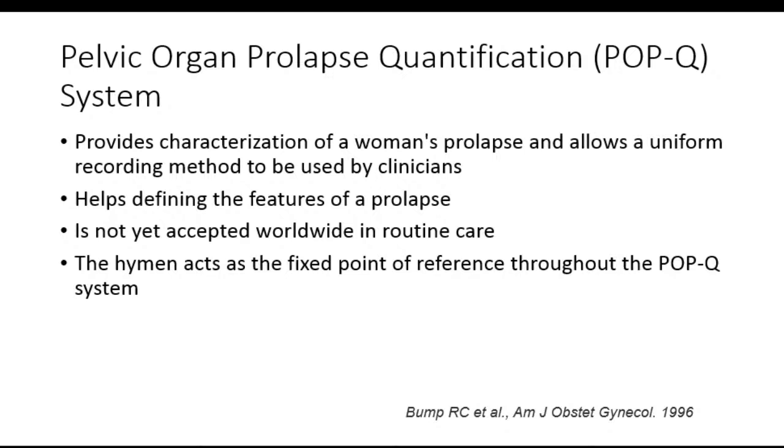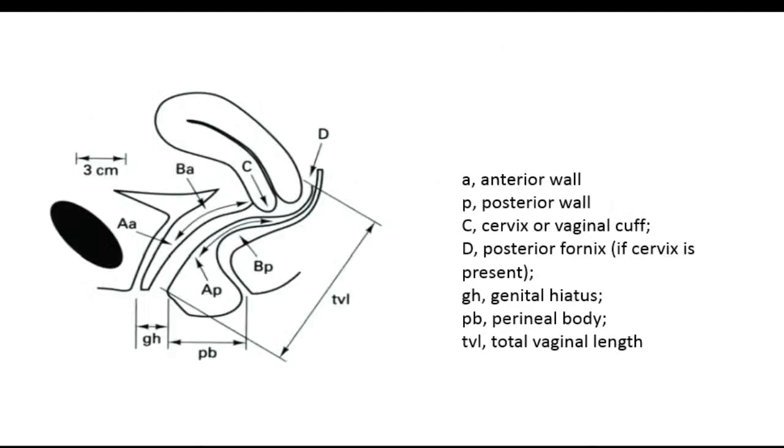And in the POPQ system, the hymen acts as a fixed point of reference, not cardinal ligaments or ischial spines, but hymen. Introitus is used for fixation point, well, not fixation, but as a termination line.